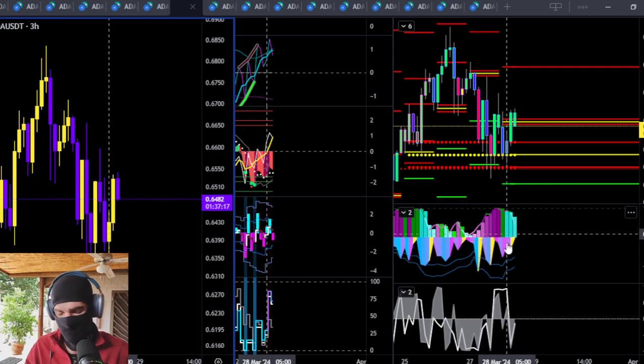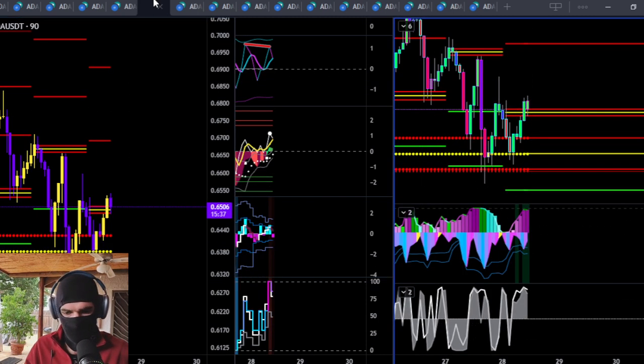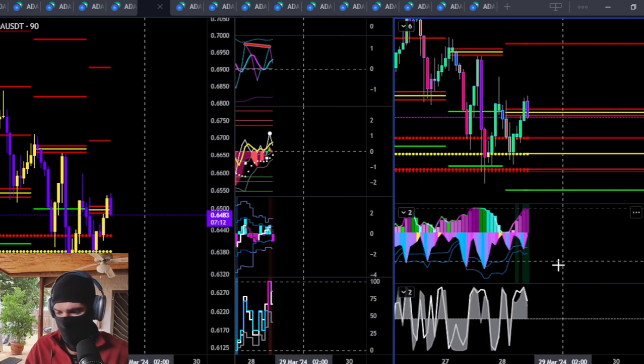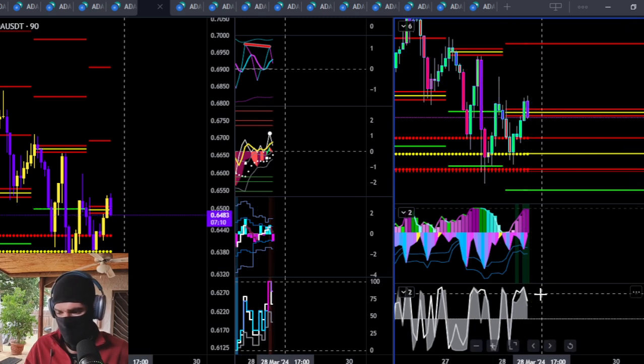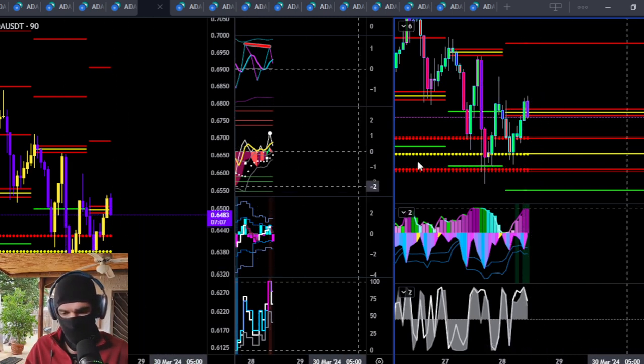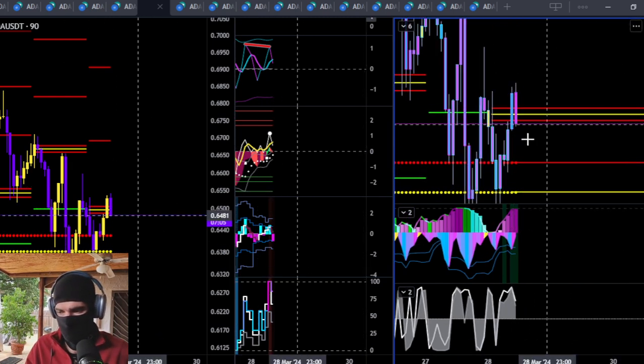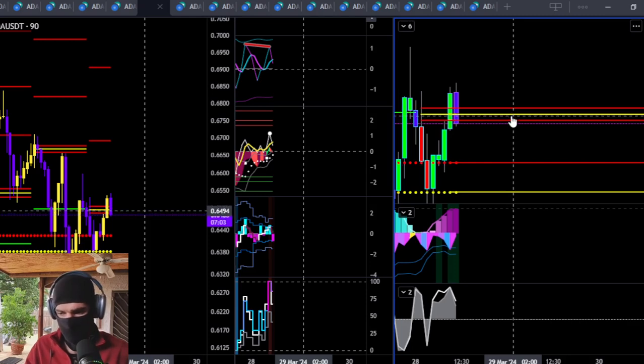3 hour is moving into negative drift. All right, same thing. Any pumps will be sold into. This is losing its pump mode quite drastically. DLP is mean reverting.